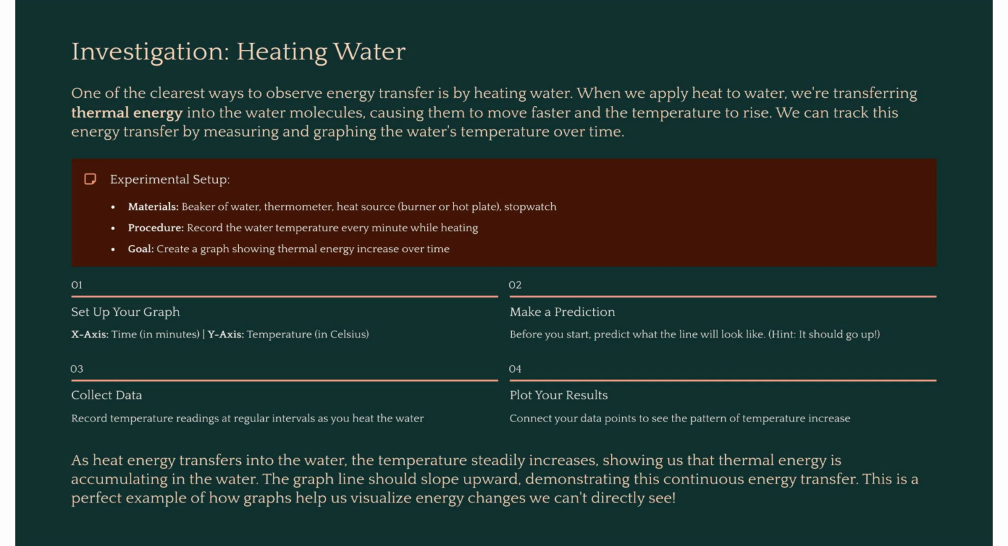Let's design an investigation to measure thermal energy change, or heat. We could take a pot of water and put it on a stove. Then, we use a thermometer to record the temperature every minute for 10 minutes. We can then plot this data on a line graph. The temperature on the y-axis represents the thermal energy, and the x-axis represents time. We'd expect the line to go up because the thermal energy of the water is increasing.